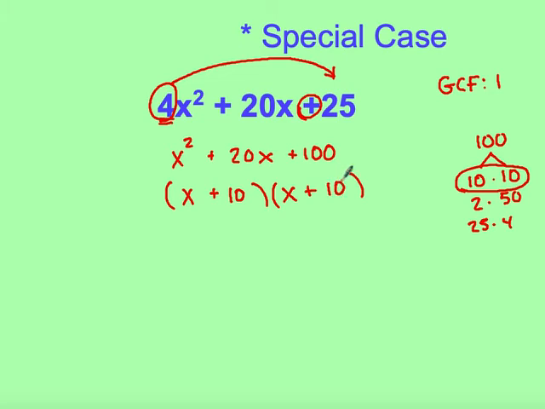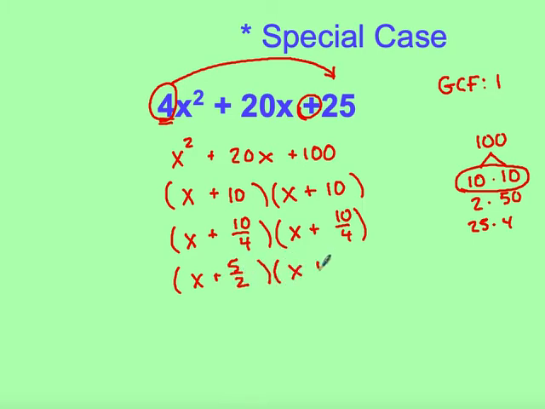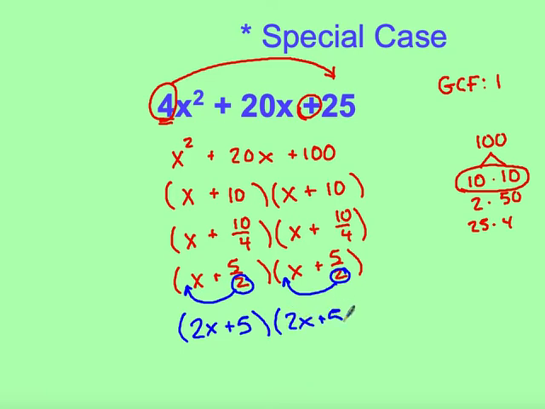Now, not forgetting that I got rid of that 4 at the beginning, now I have to add it back in. So I'm going to divide both by that 4, just the second terms. Then I reduce to 5 halves. And now I'm going to slide it back over. I'm going to take that 2 back in front in both terms. So that gives me a 2x plus 5 and a 2x plus 5.